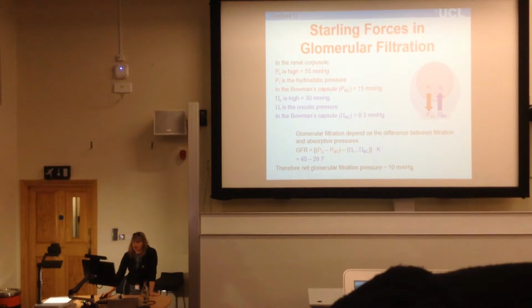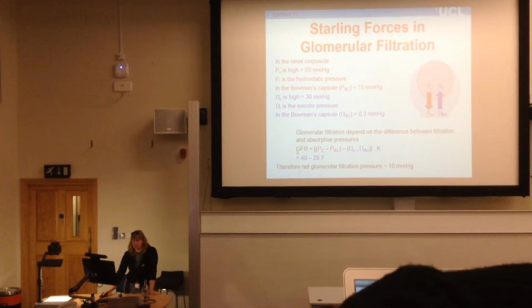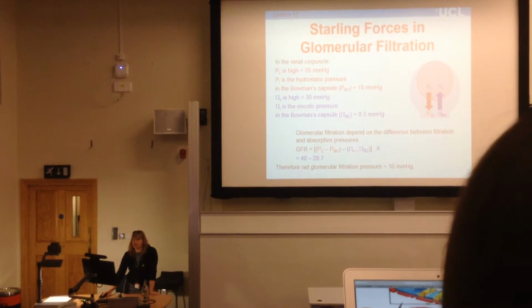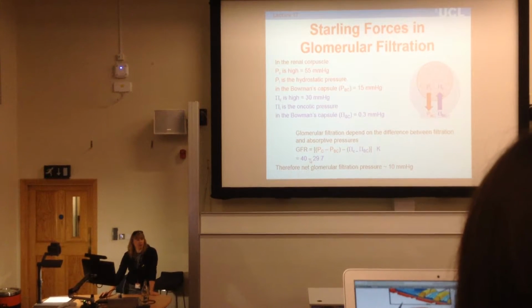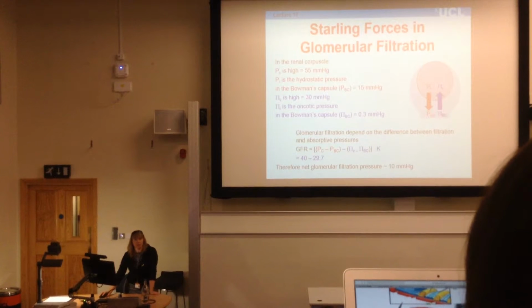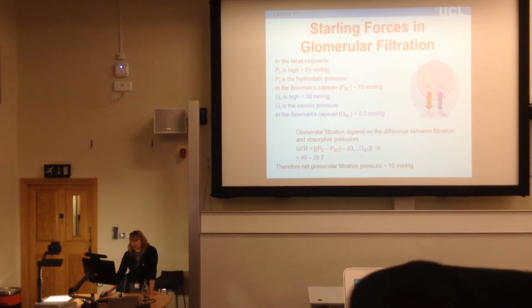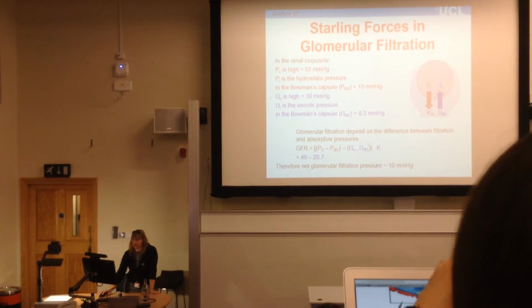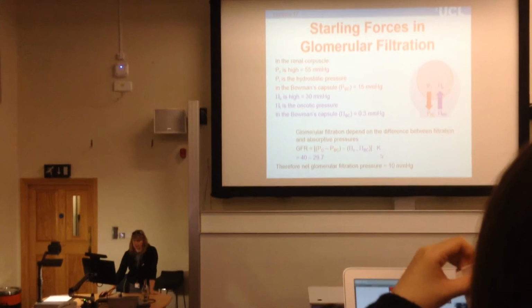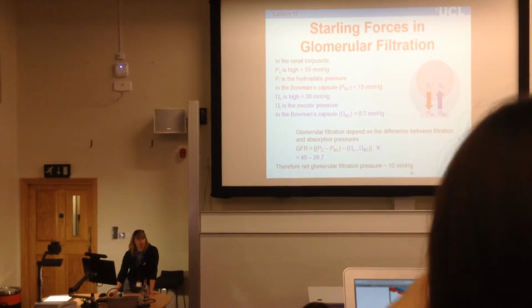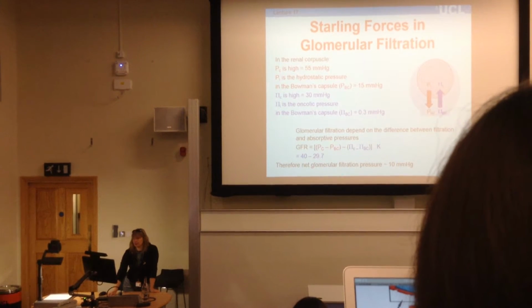So when you calculate the glomerular filtration rate, we have to take all the forces into account. So the main driving force is the hydrostatic pressure coming from the capillaries, driving fluid out of the capillaries into the Bowman's capsule space. Small amount pushing back, and then the oncotic pressure is taken into account with a filtration coefficient. But again, the net filtration pressure comes out as a positive around about 10 millimetres of mercury.